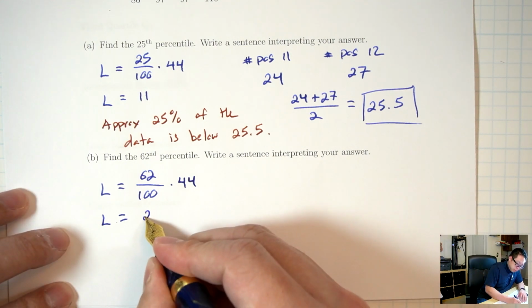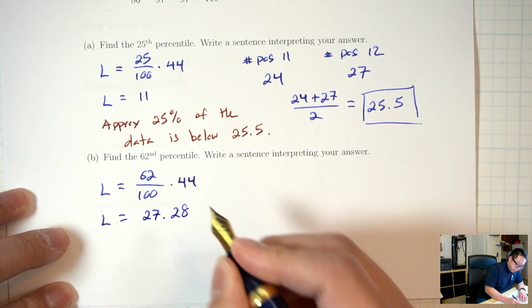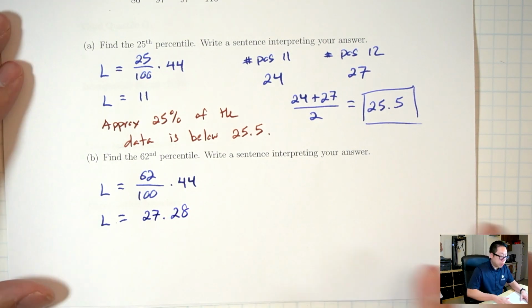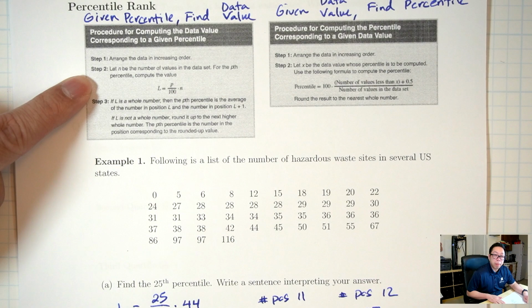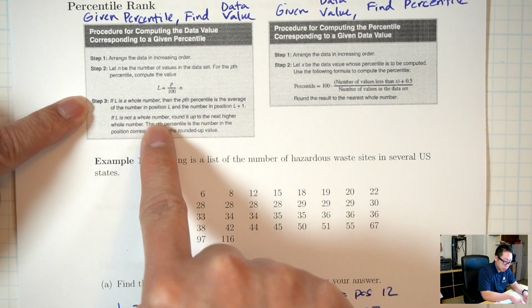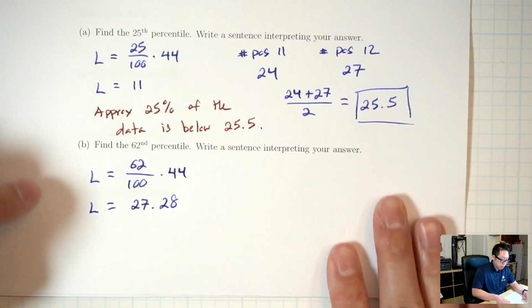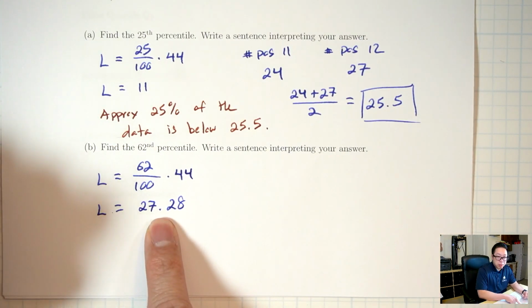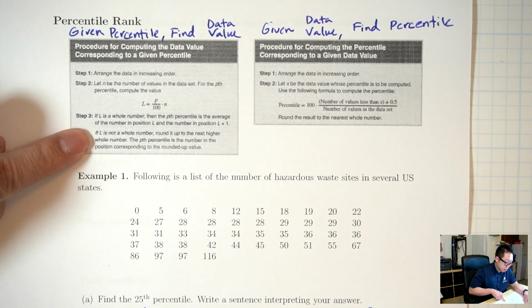27.28. Okay, we're not done. All we did was step 2. Okay, step 3. If L is a whole number, do this. If L is not a whole number, do this. L is not a whole number, so we're going to do this bottom part.